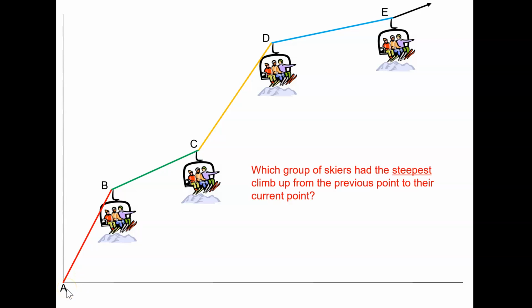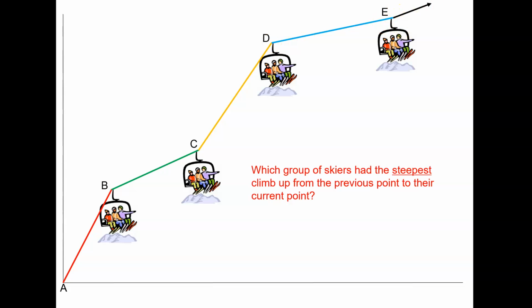A group of skiers start out at the bottom of a mountain, here represented by the letter A. In order to get to the top of the mountain so they can ski back down, they have to use a chairlift. From the bottom of the mountain, they go from station A to station B, represented in red. From station B, they move to station C, green. Station C to station D is orange, and from station D to E is blue.